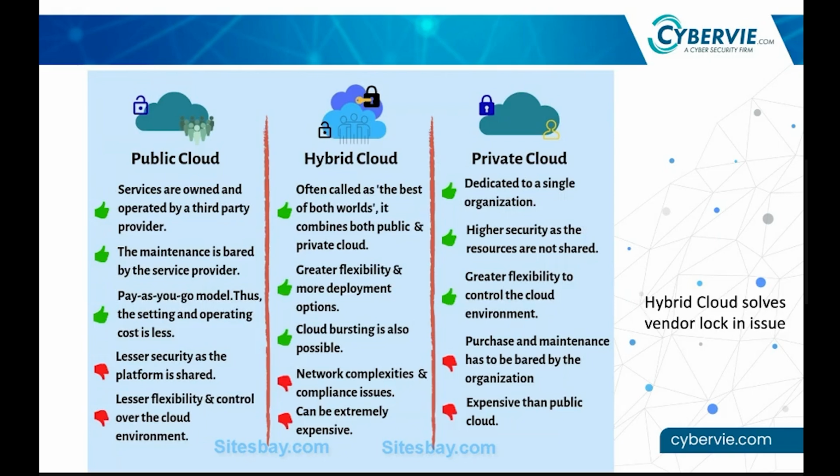And coming to the hybrid cloud, hybrid cloud generally is a combination of public and private cloud, or on-prem and public cloud. It can be an on-prem and public combination, or a private and public combination. That we call a hybrid cloud. The advantage of this is that there is no vendor lock-in.